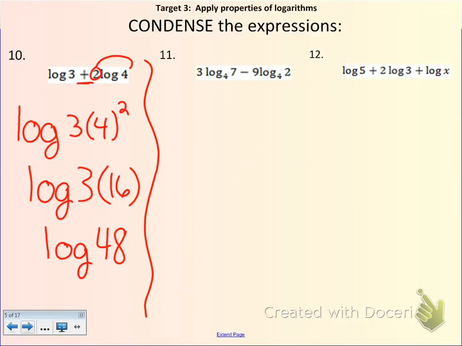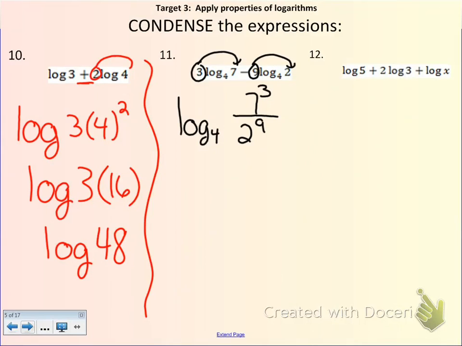Same type of process here in the middle. We have log base 4. We have a subtraction sign, so that means we're going to be dividing. So I set up my division sign right away. We bring this exponent out for the 7, so that means 7 cubed on top. The second term also has an exponent, so that means 2 to the 9th on the bottom. Then we want you to actually figure those out.